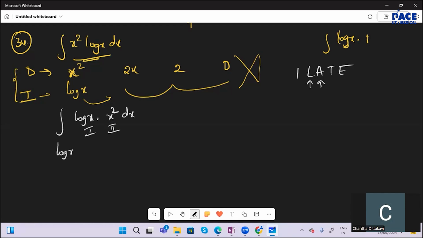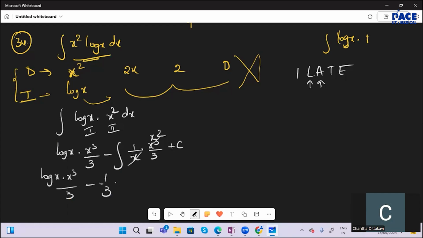First is your log x into integral of second, that is x cube by 3, minus integral of derivative of first, that is 1 by x, into integral of second, that is x cube by 3, plus c. Right? So these both get cancelled. This will be your x square by 3. Now you have got log x into x cube by 3 minus 1 by 3 into x square, which is nothing but x cube by 3, plus c. So finally, that will be your output.